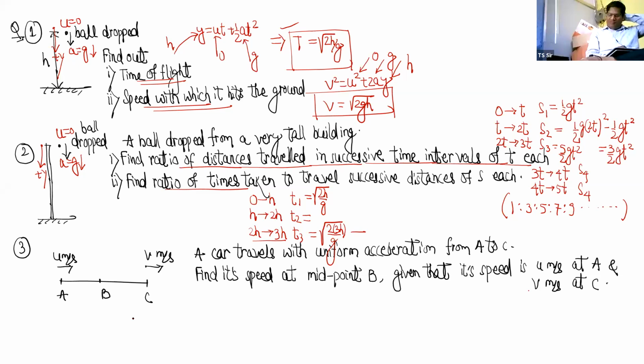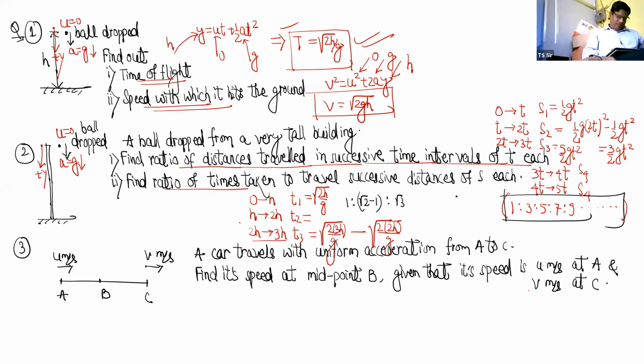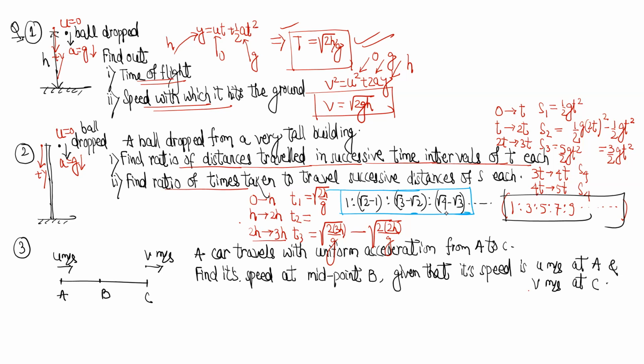ये अगर रेशियो लोगे ना कितना आ जाएगा, ये आ जाएगा 1 : √2 - 1 : √3 - √2 : √4 - √3, like that it will continue. Got it? Yes, sir. How many of you got this, raise your hand.